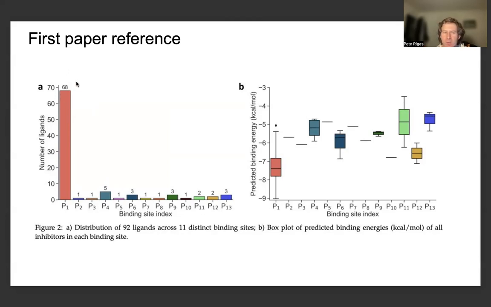And we can see that for the most part, the vast majority of the ligands fall in the first binding site index, which has approximately 70 of them. And then the other ones also have some candidates, but they're much more sparse. And from the almost 70 possible ligands given in the first binding pocket, the deep learning framework allows for different predicted binding affinity energies in kilocalories per mole.